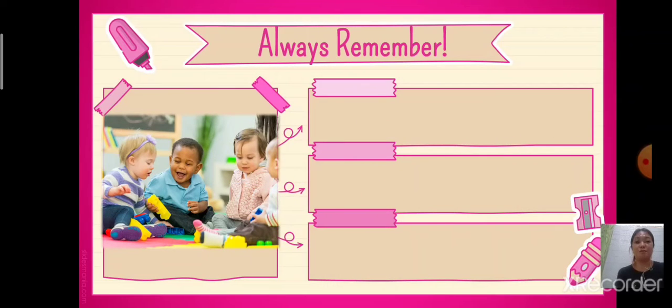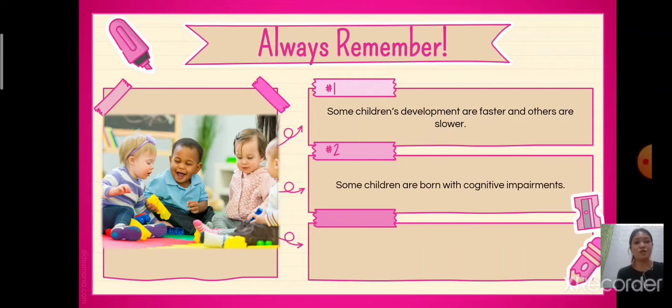Now, always remember that in the stages of development of language of a child, some children's development is faster and others are slower. That is why children are really diverse. So some may learn faster than others and some may learn a little bit slower than others. And also, some children are born with cognitive impairments. And some children acquire 2 or more languages simultaneously.